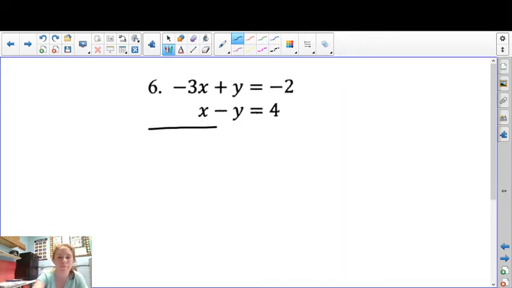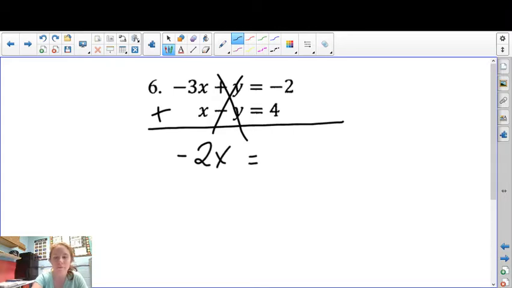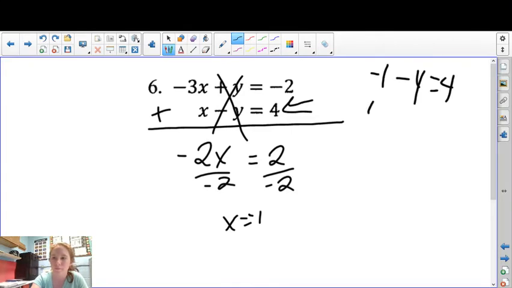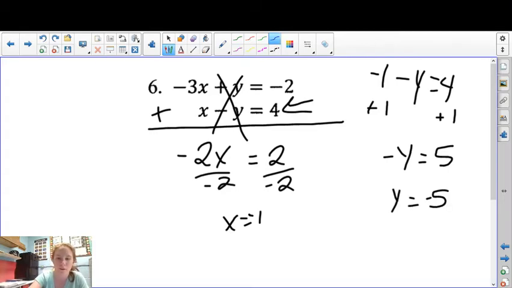Okay, next one. The y's are going to cross off this time. I have negative 3 plus 1, which gives me negative 2. Negative 2 plus 4 is 2. Divide both sides by negative 2. X is negative 1. Pick one of the original equations. Oh, let's just go with the bottom one because then I don't have to do any multiplication. -1 minus y equals 4. -y equals 5. So y equals -5. So my solution is -1, -5.